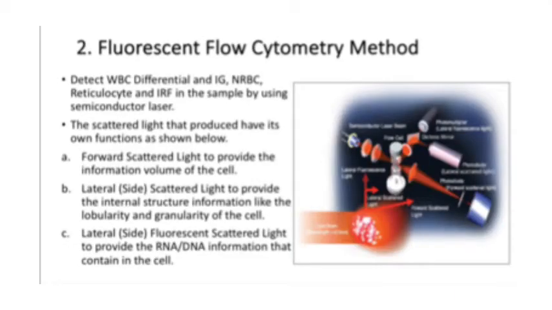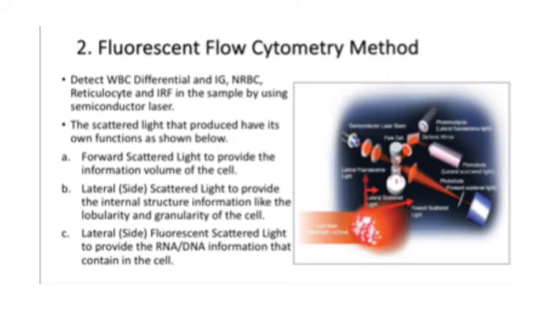The second method is fluorescent flow cytometry. It is used to detect WBC, IG, RBC, reticulocyte, and IRF in the sample by using a semiconductor laser. The scattered light that is produced has its own function as shown below.